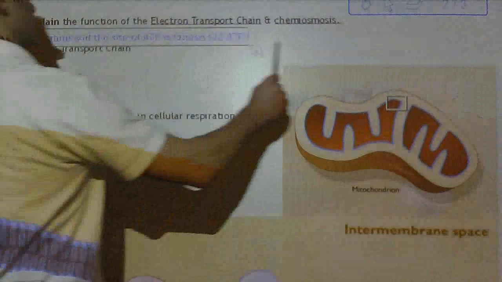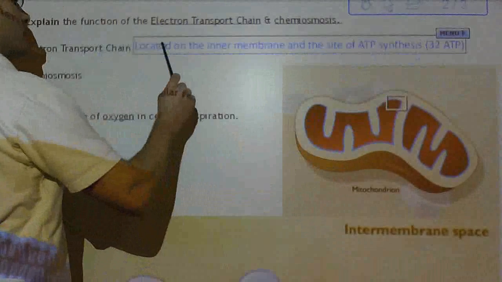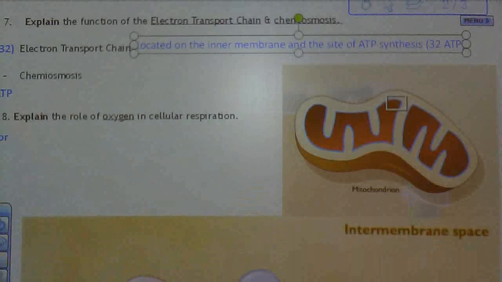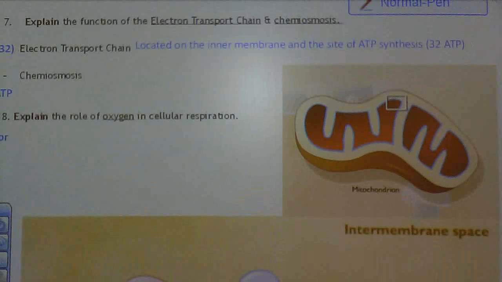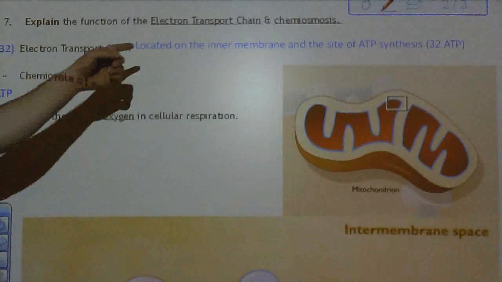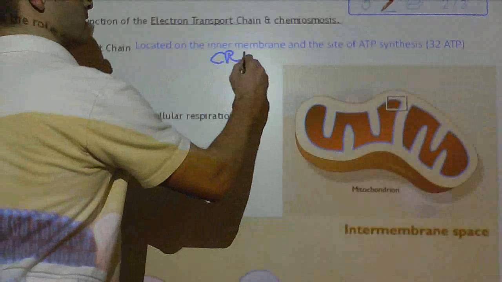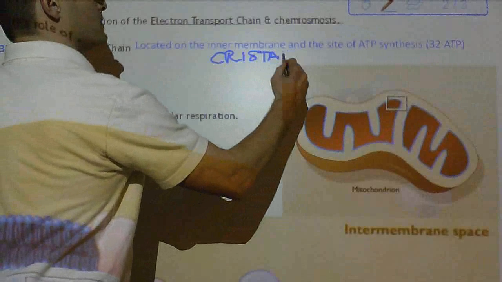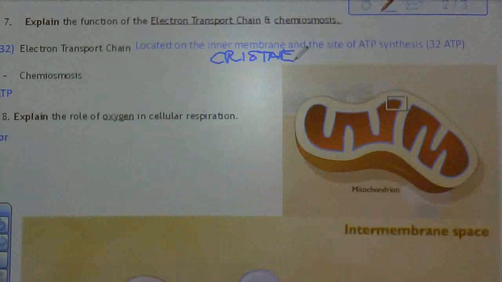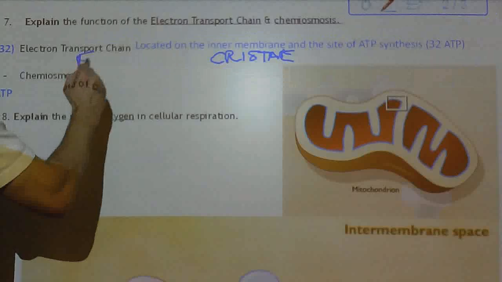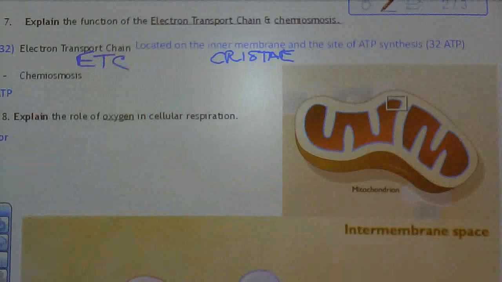And so let's just quickly define the electron transport chain. We've already talked about it in photosynthesis, but here it is again. The electron transport chain is located on the inner membrane. Remember those folds called cristae? And the electron transport chain, ETC, as we're going to abbreviate it, is the site of ATP synthesis.